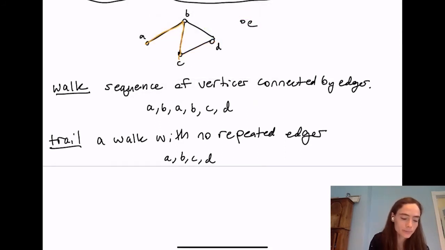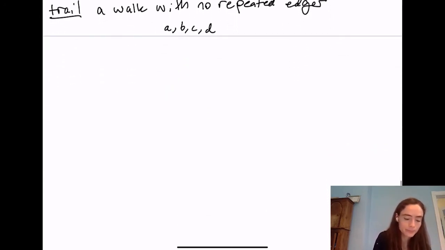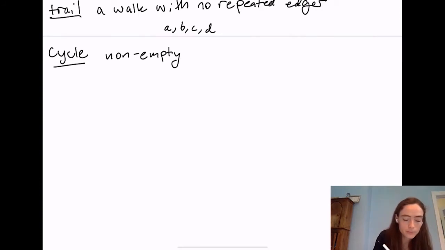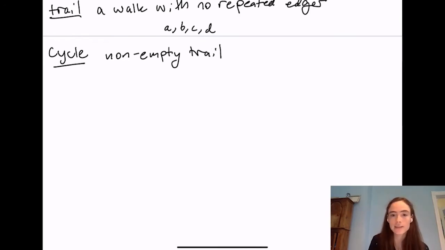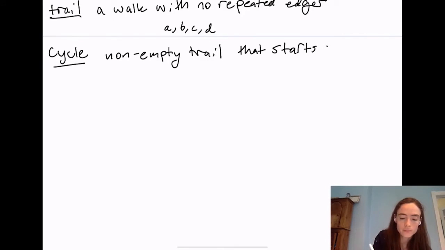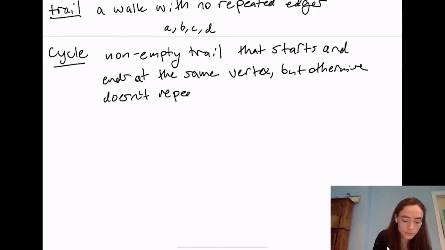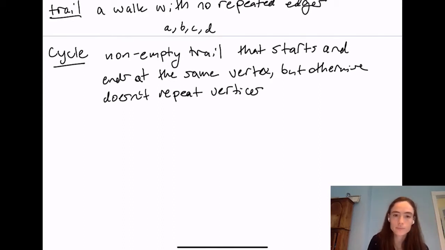So next, we'll define a cycle. And a cycle is a non-empty trail that starts and ends at the same vertex, but otherwise doesn't repeat vertices.